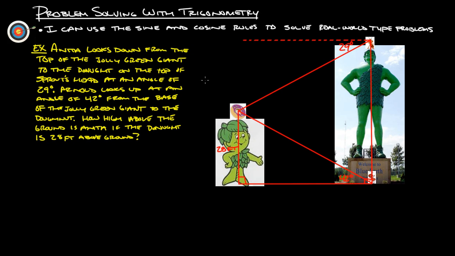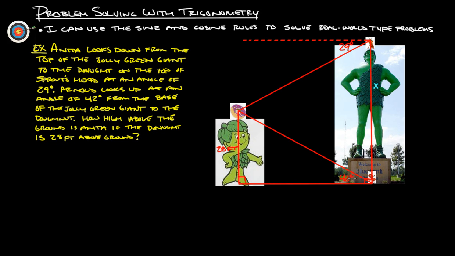Okay. And then it says that Arnold is looking up at an angle of 42 degrees. And we know that the donut is 28 feet off of the ground. So we're trying to figure out how high Anita is off the ground. So really, we're trying to figure out what this length is from here to here. Let's see what we can figure out. We know that's 28, that's 42.